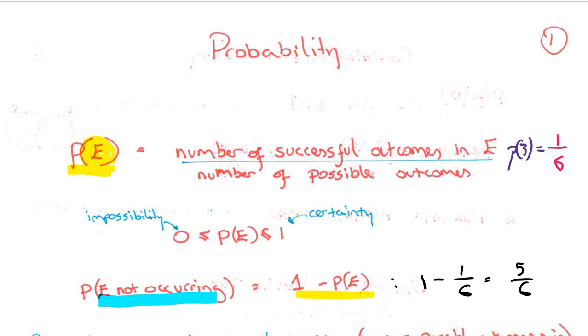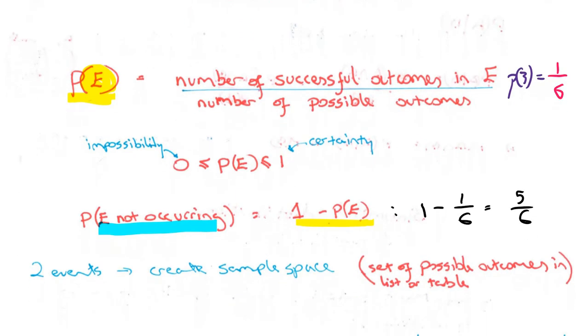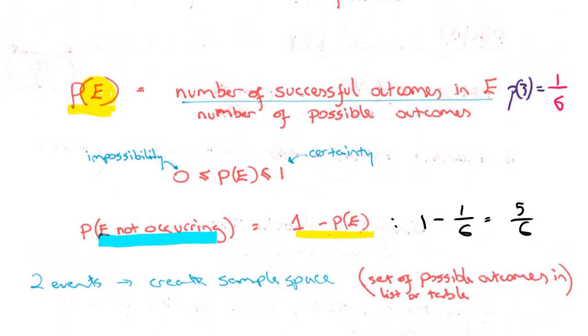Now, what happens when we have two events? When we have two events, what you could do is just write out all of the possibilities for both events, and that is called creating a sample space. Okay, so we might want to create a sample space, which is a set of possible outcomes in a list or a table format. So let's say for this one you wanted to know, so you're rolling 2 dice and you wanted to find what is the probability when you roll 2 dice that the two numbers together added up to a 7. So you might want to create a sample space.